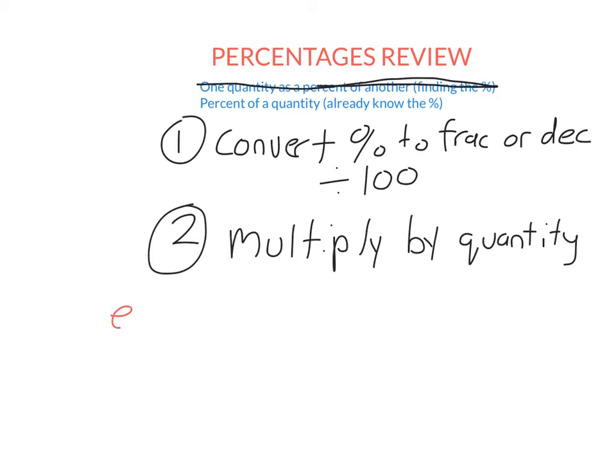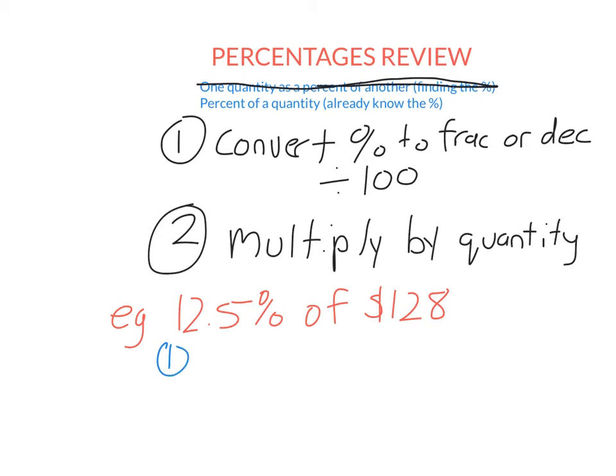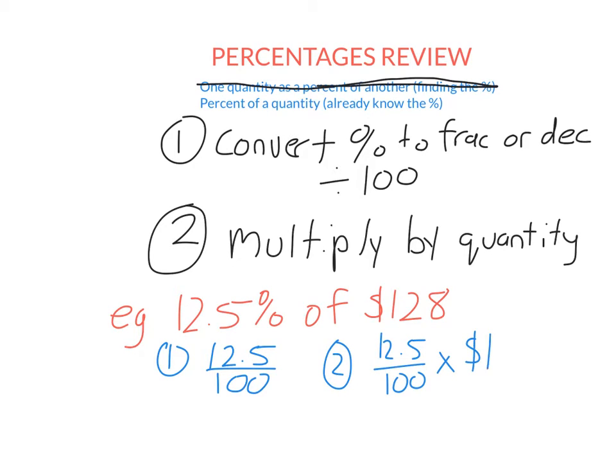So let's say that I wanted to find 12.5% of $128. So that's very easy. I'm just going to follow the two steps in black. Firstly, I'm going to convert the percent to a fraction. I could have chosen a decimal, but I'm going to use a fraction, and I do that by dividing by 100. So 12.5 over 100 is the same as 12.5 divided by 100. So then the second step is I take that same fraction and I times by the quantity. In this case, the quantity is a quantity of money, $128, and I'm just left with $16. All right, how easy is that?